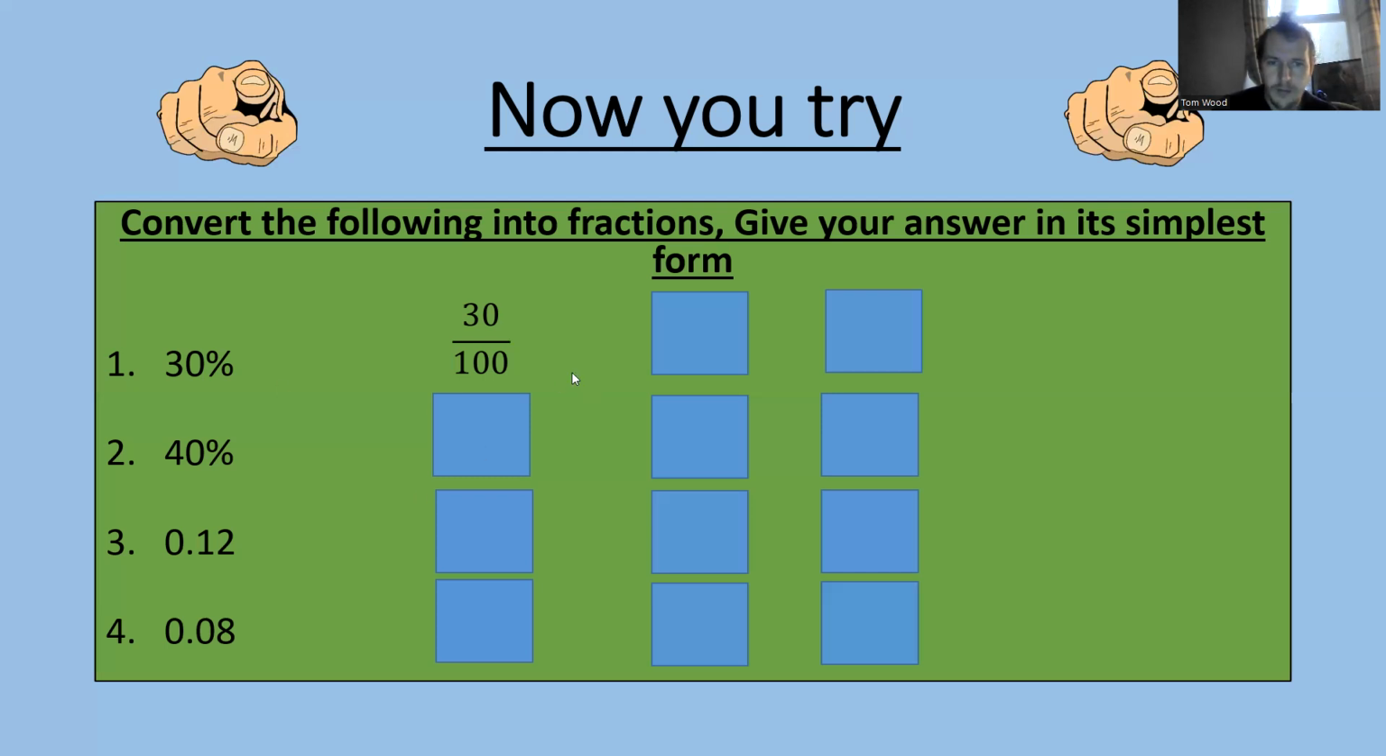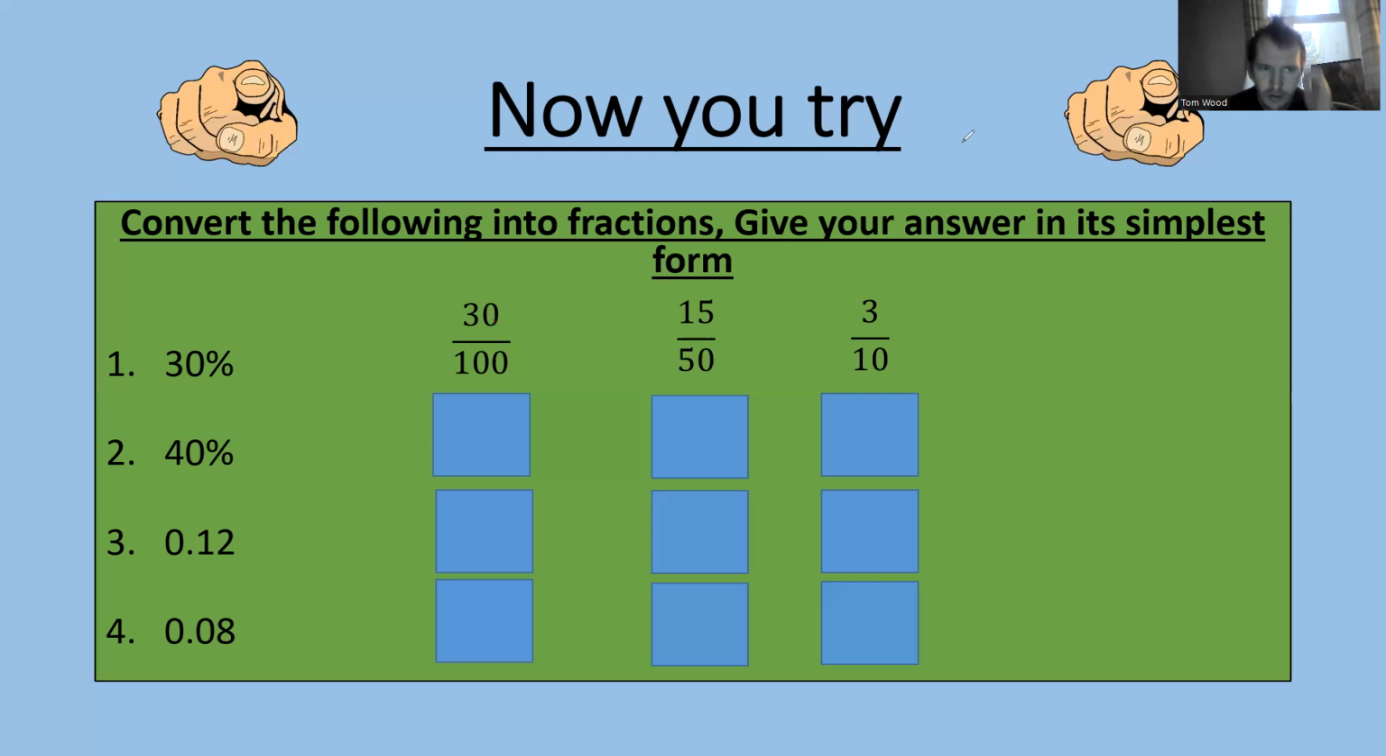What some people might have done, and again, there are different ways to get to the simplest form: some people I've seen have halved this, and they've got 15 over 50. What you can then do is divide that by 5, and you end up with 3 over 10. So it's just two different ways of viewing this. I tend to divide by 10 straight away, because I know they both end in a 0, which jumps me straight to here. However, you can divide by 2 and then divide by 5. In total, you're still dividing by 10.